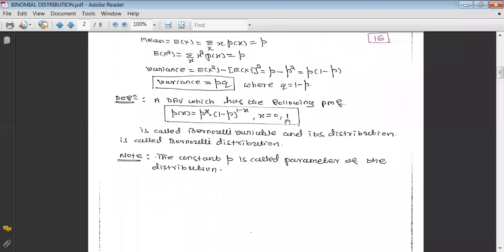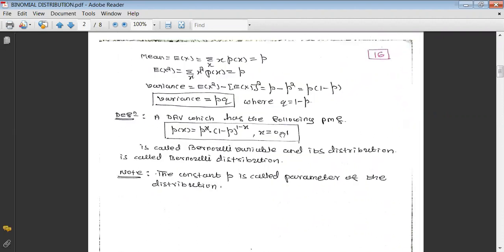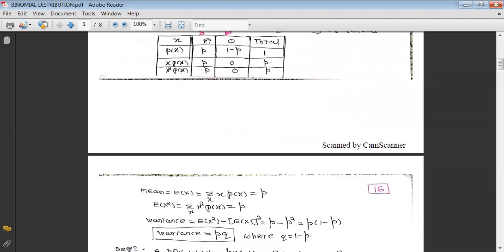Again, when you take x equals 1 here, p raised to 1 is p. And if you take x equals 1 here, 1 minus 1 is 0, and anything raised to 0 is 1. 1 into p is p. That means when we take x equals 1, we get p. When we take x equals 0, we get 1 minus p in this function.